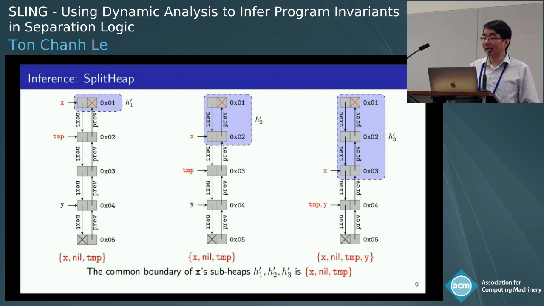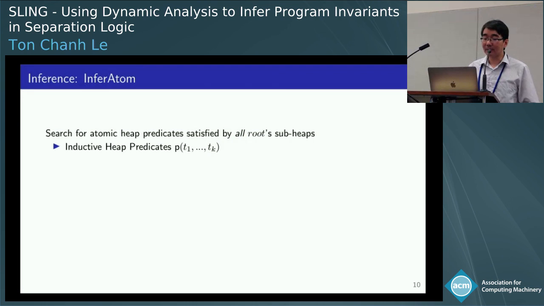First of all, here we show the subheaps on three traces with the root pointer x, and the common boundary of x among the subheaps will be x, nil, and 10. So now we will search for atomic heap brackets certified by all the root subheaps.